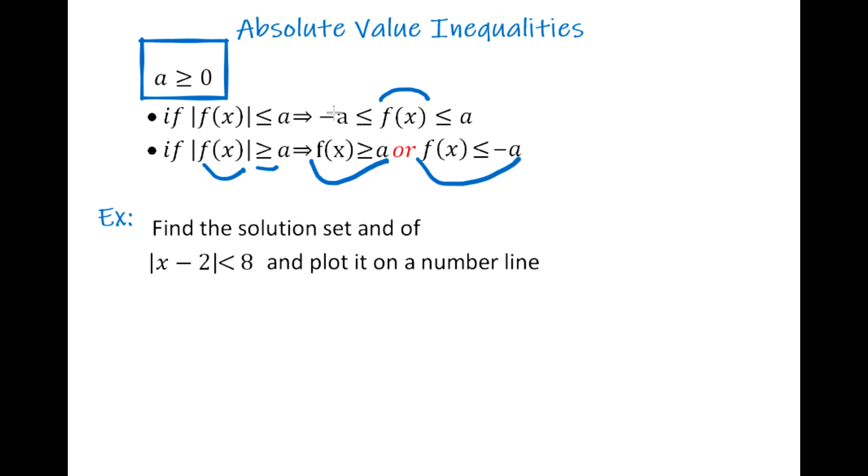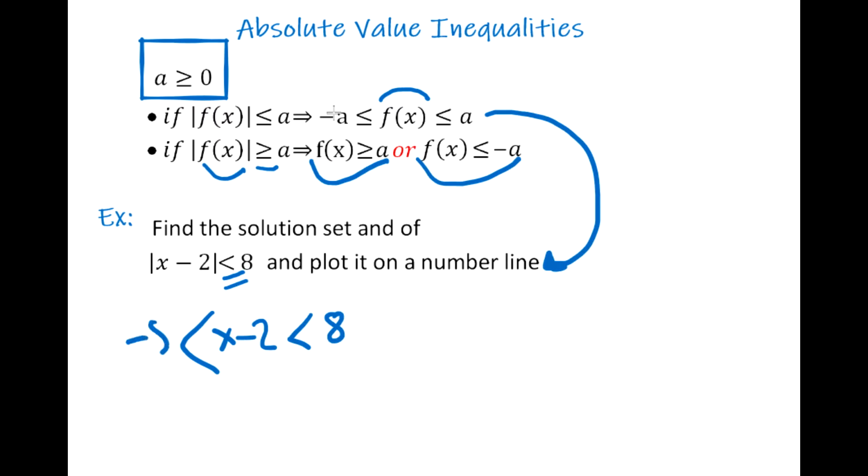Related to this property, we have a question and it says find the solution set of the absolute value of x minus 2 that is less than 8, and in this case we will find the solution and plot the solution on the number line. If we have a less than symbol here, that is related to the first case, guys. As you can see, it looks like the first case. Just get rid of the absolute value and put x minus 2, whichever is inside, and then put on the right positive 8 and on the left negative 8.